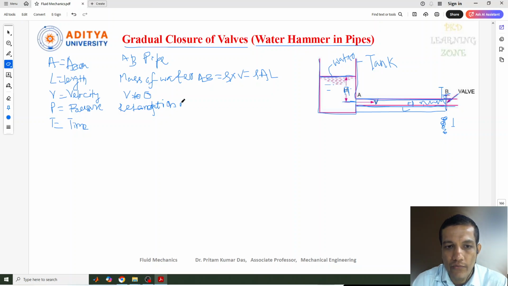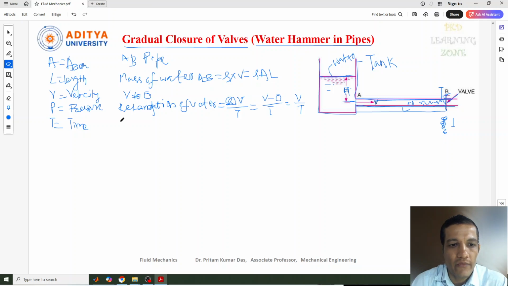Retardation of water. That means to make the velocity 0, what was the time taken here? For that, we need to consider how to find out this retardation of water. That is change in velocity. Initially, what was the velocity? So you can write here del V by time taken. Del V is the initial velocity minus the final velocity. Initial velocity is V, final velocity is 0, and the time taken is T. So this we can write as V by T.